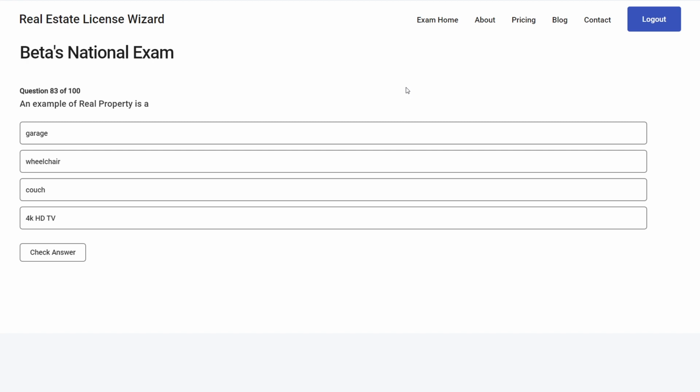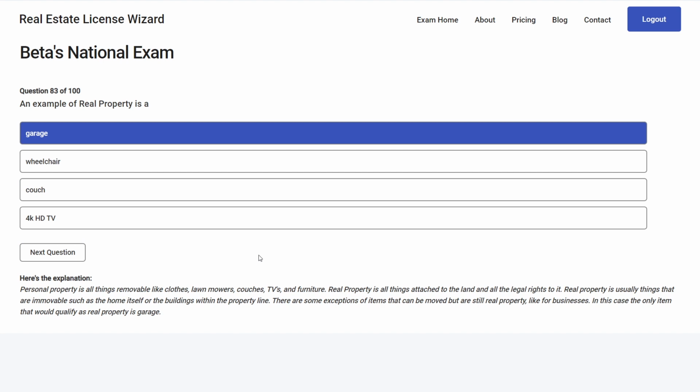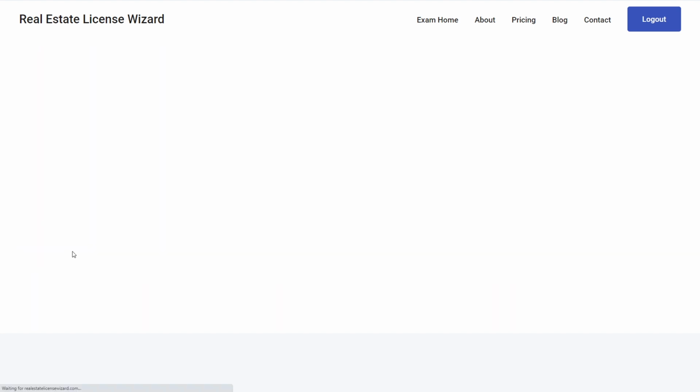All right, did you guys come up with it? The correct answer for this one is a garage. Remember, personal property are things removable, like a desk, TV, couch, or wheelchair. Those are all personal property. Real property are things attached to the land, like garages and houses. Like I mentioned before, there are some exceptions that are business related items, but it doesn't mention that any of these are business related, so it would be garage for this one.